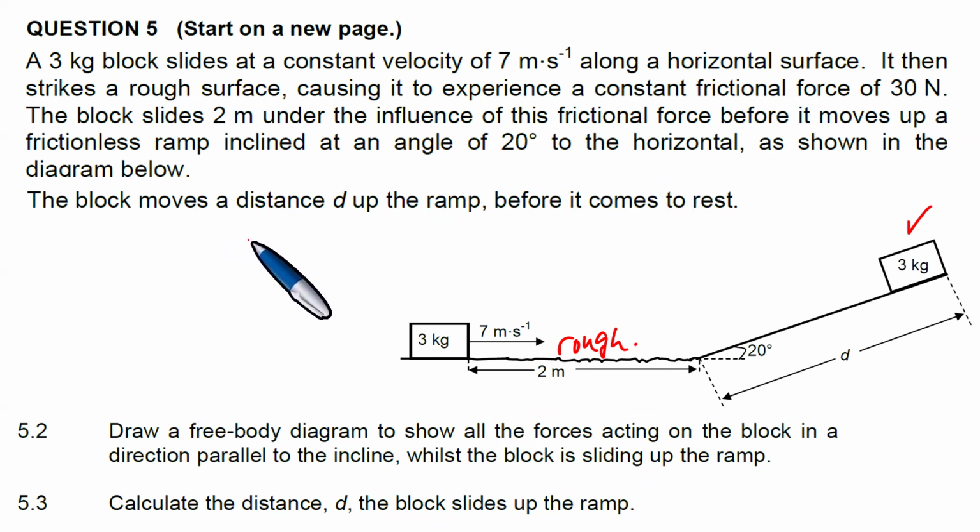Then it strikes a rough surface, causing it to experience a constant frictional force of 30 newtons. The block slides 2 meters here under the influence of this friction force before it moves up a frictionless ramp. So this one is frictionless. If it is frictionless, what does it mean? It means that there's no friction as it moves up the incline. In the absence of friction, what then do we do here?